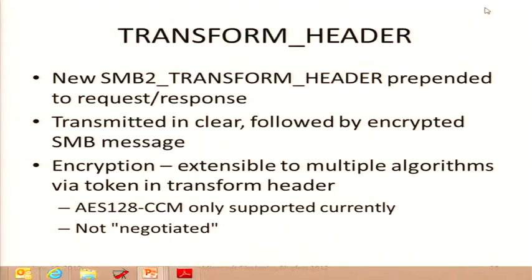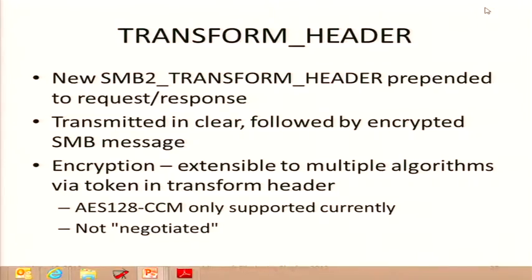The transform header is used for the encryption. Basically, there's a transform header prepended to the existing SMB request that contains the encryption information, the information about how the message was encrypted. And then the rest of the message is the encrypted SMB payload that would have been sent in the clear previously. Encryption is extensible to multiple algorithms, but only AES 128 CCM is currently supported.